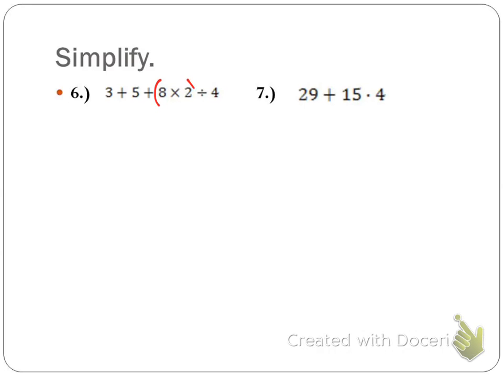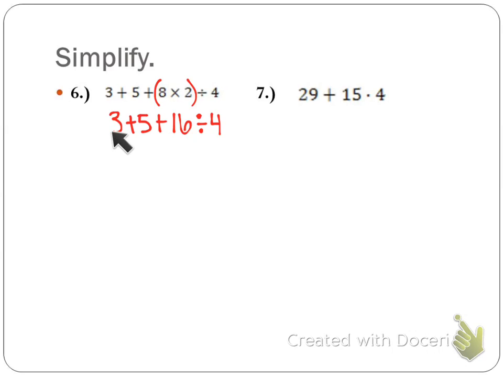When you see a problem like this, don't get excited and just start working from left to right all willy-nilly. You have to look for the multiplication and division first. So 18 times 2 gets replaced with 16. Everything else around that stays the same.